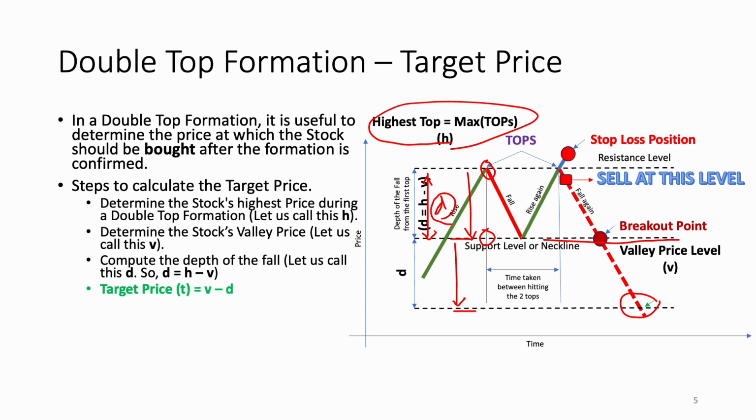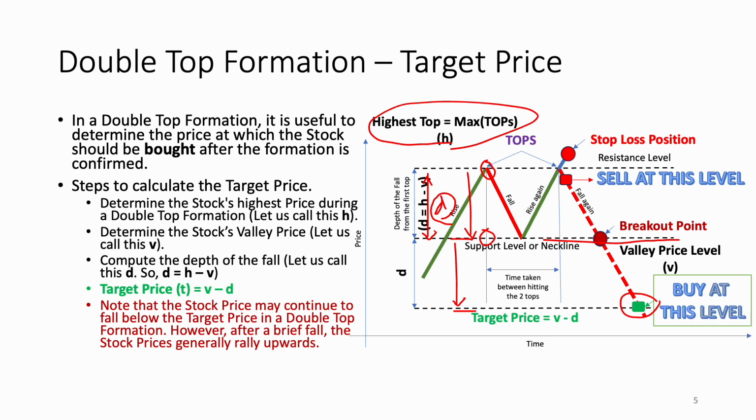Now what happens is that the stock price in a double top formation normally falls up to the target price, and then it may continue to fall further, but after some time, after a short fall after the target price, the stock will start rising once again, and again it will start becoming profitable for investors. So this is the point at which the double top formation formed stocks should be bought.